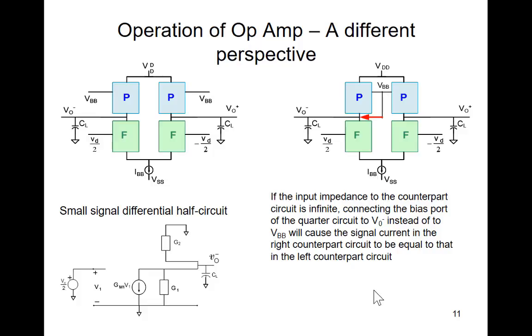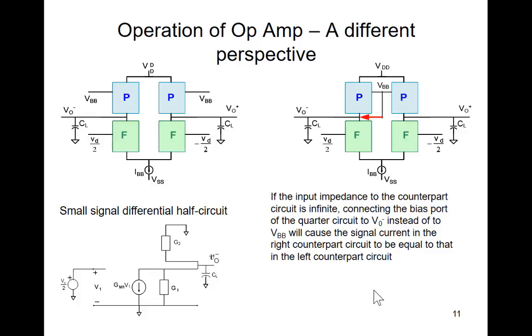If I tie this around here, this current here will also be the current flowing here. And if these voltages are the same for the two counterpart circuits, the signal current flowing here will be equal to the signal current flowing here. Consequently, it looks like this has potential for steering more signal current to the output node. We're already steering signal current to the output node through the quarter circuit. But in this case, we're going to mirror some signal current to the load through the counterpart circuit.